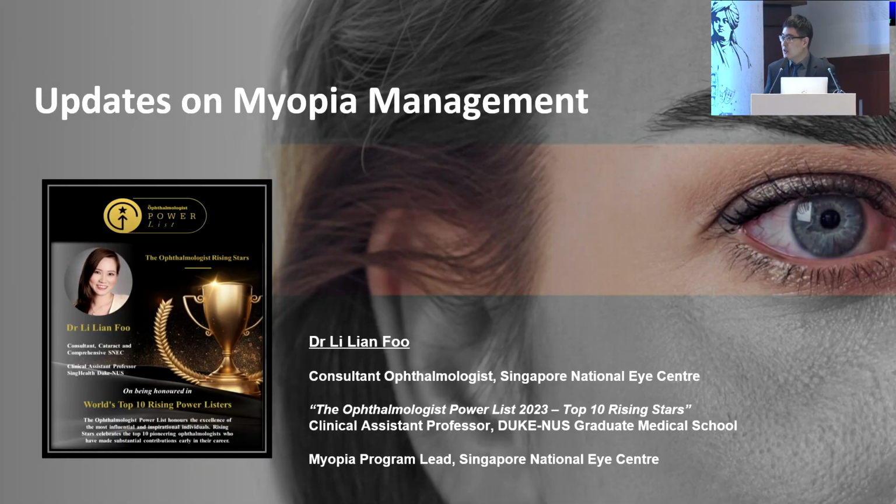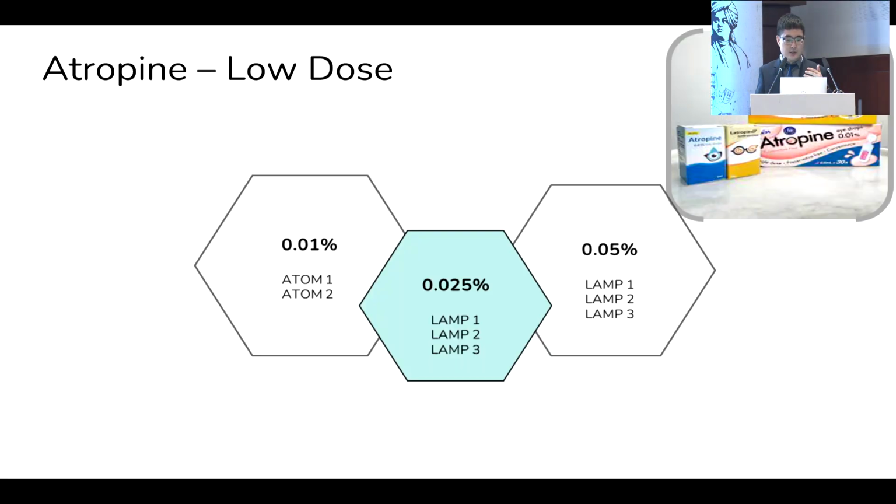In terms of myopia management, the mainstay is low-dose atropine. As we know, there are many different types of atropine. For the low dose section, it's mainly the 0.01, 0.025, as well as the 0.05%. And it's justified based on the ATOM as well as the LAM studies, from ATOM 1, 2, all the way to LAM 1, as well as the LAM 3 study that has just been published.